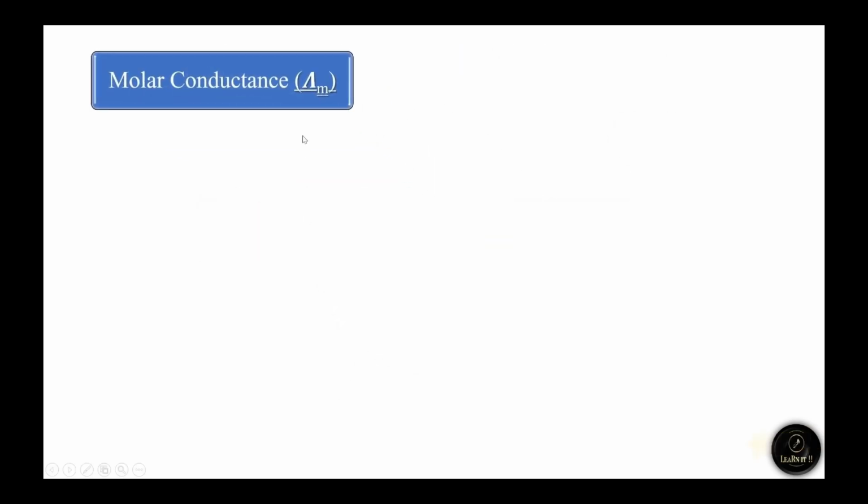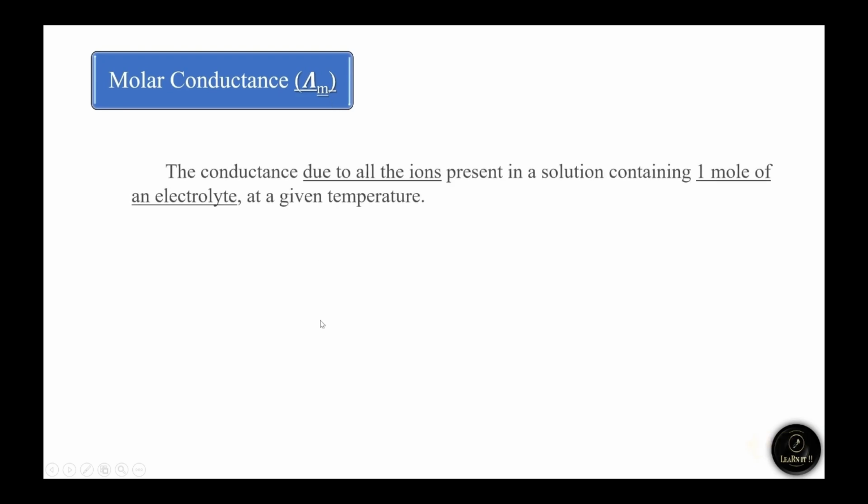Let's look at another type of electrolytic conductance, that is molar conductance, which is indicated by the letter lambda m. It is the conductance due to all the ions present in a solution containing 1 mole of an electrolyte at a given temperature. So consider 1 liter of water is taken. In that we have added 1 mole of substance.